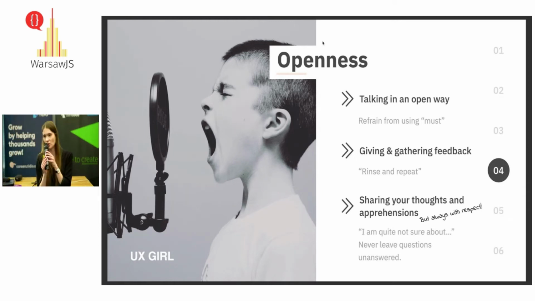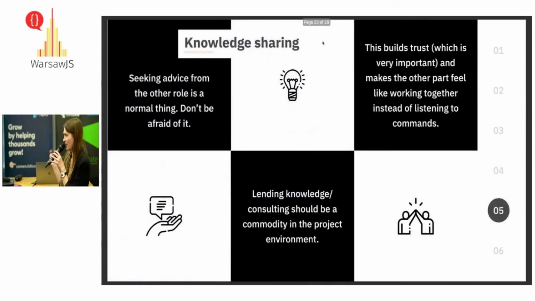Yeah, and also quite an important thing is that you should share your thoughts and apprehensions and never leave anything open. If you have some questions unanswered in a meeting and you didn't ask them, you should have. So asking questions is important, and getting all the answers that you need is also important.